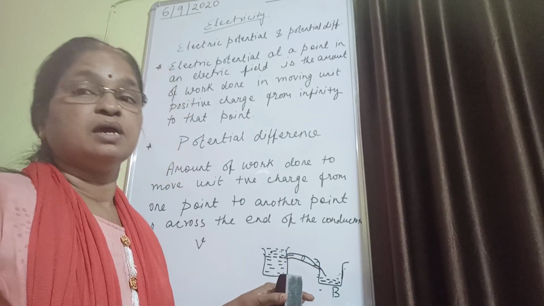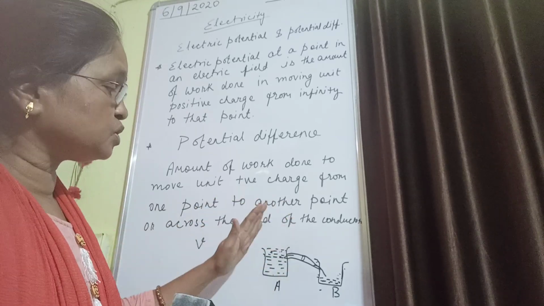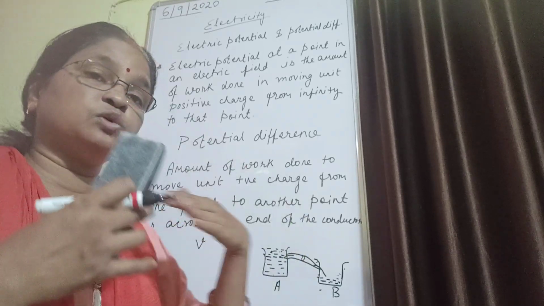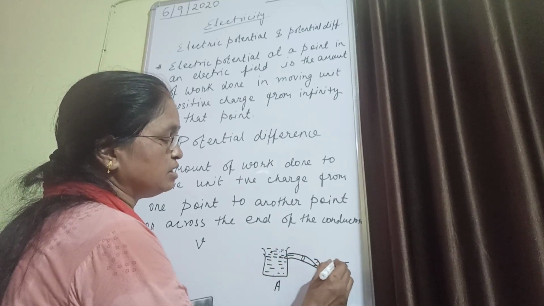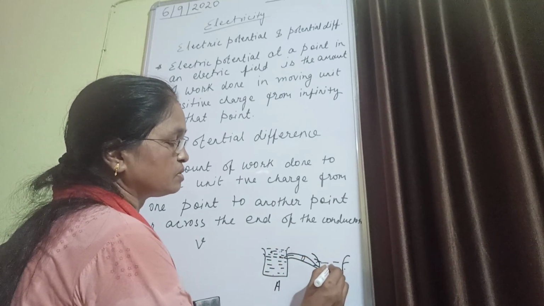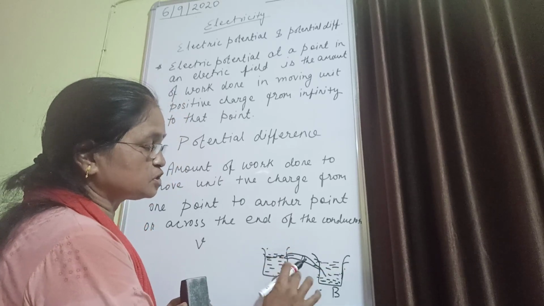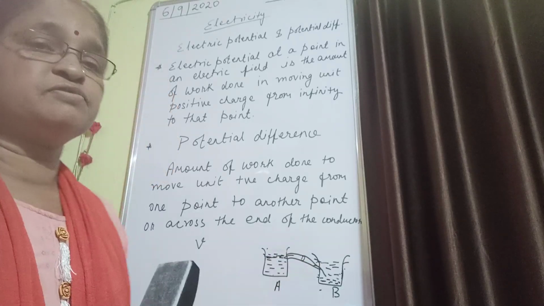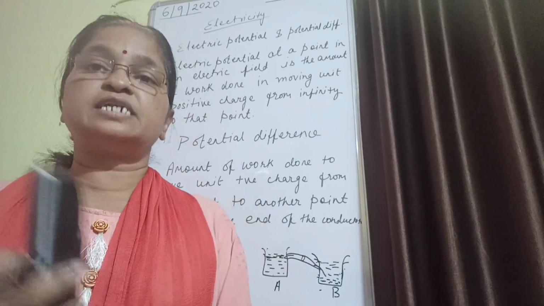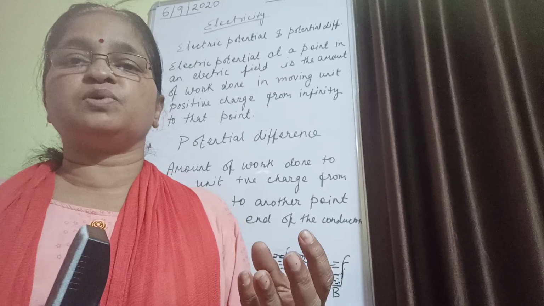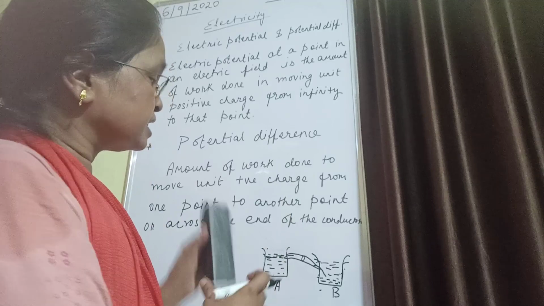Why is this happening? Because in tank A, water level is higher, and so it flows to tank B and it goes on flowing till both the tanks have the same level of water. When both the tanks reach the same level, it stops. So what conclusion have you got from this? That if it is at higher potential, at higher strength, then the water will flow from one place to another place. The same thing is happening in electricity also.